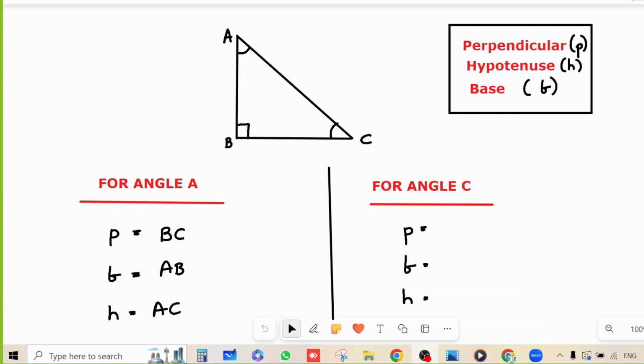Now let us consider angle C. For angle C, the side which is opposite to angle C, that is AB, will become the perpendicular. The side that is touching the angle C, which is BC, becomes the base, and the longest side of the triangle that is opposite to the 90-degree angle will become the hypotenuse. So the value of perpendicular for angle C will be AB, the base will be equal to BC, and the hypotenuse will be equal to AC.